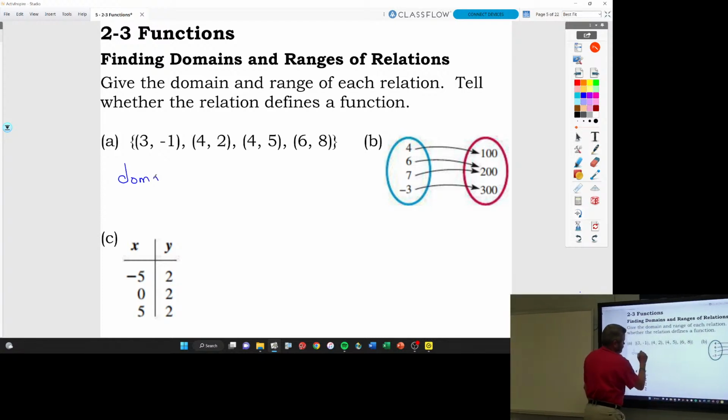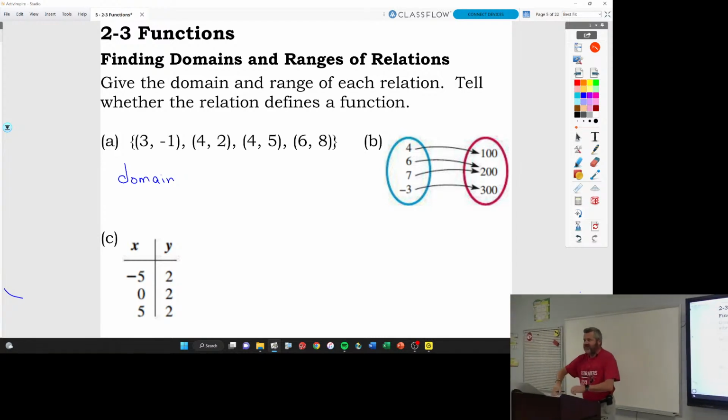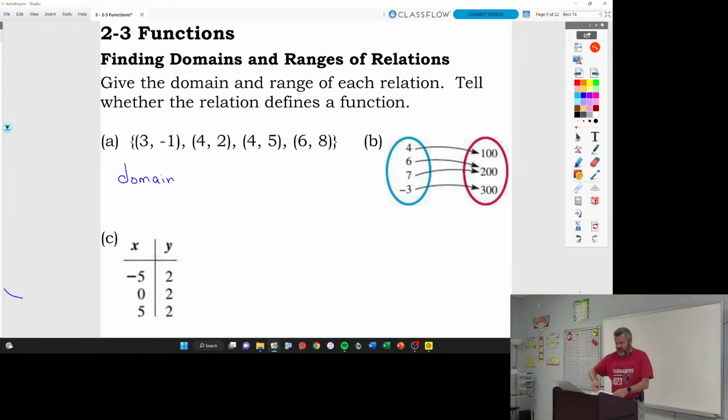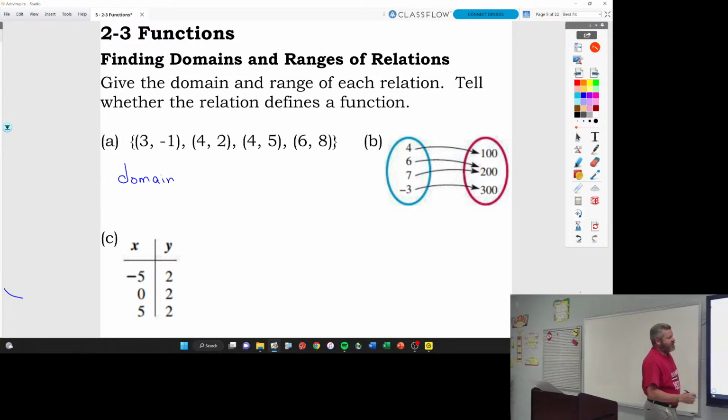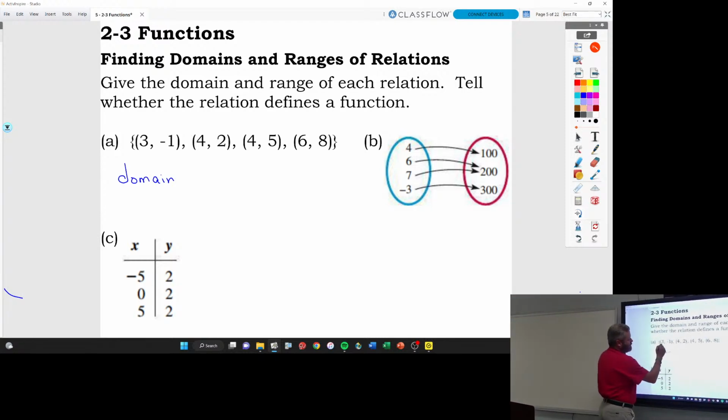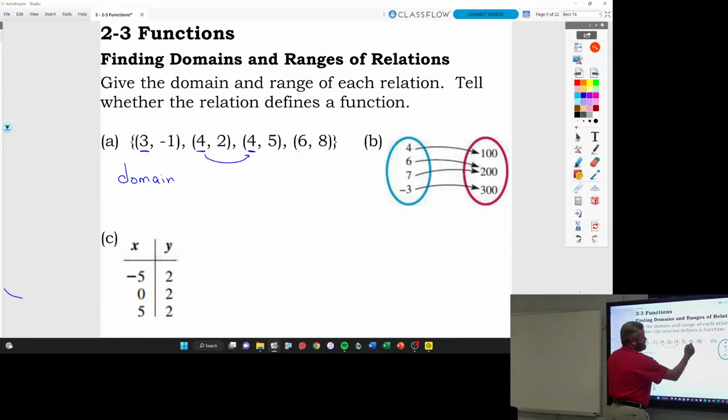Okay, the domain. So the domain is the set of the x values. The domain is the first number of an ordered pair. The domain is the horizontal axis. And so the domain of this function, we're looking at the first values. We're talking about this 3, this 4, but it repeats, and this 6.